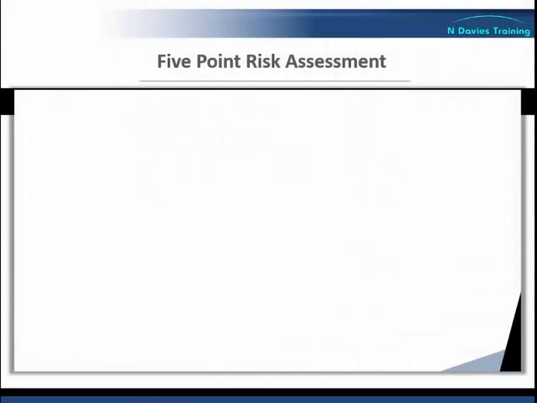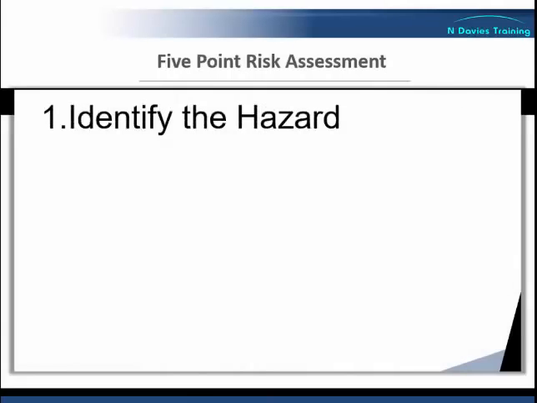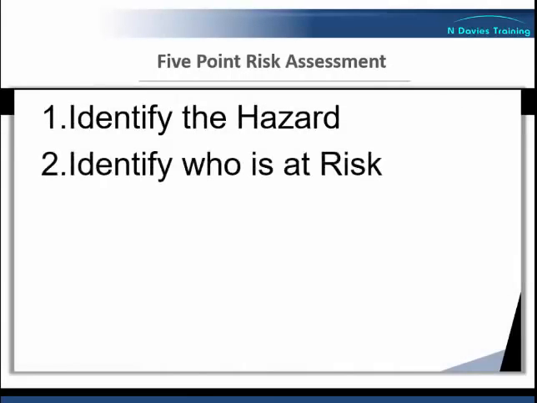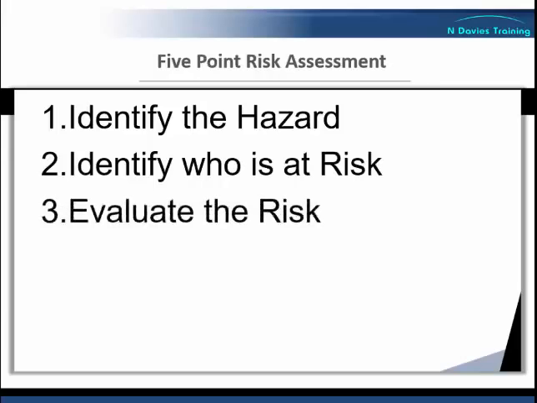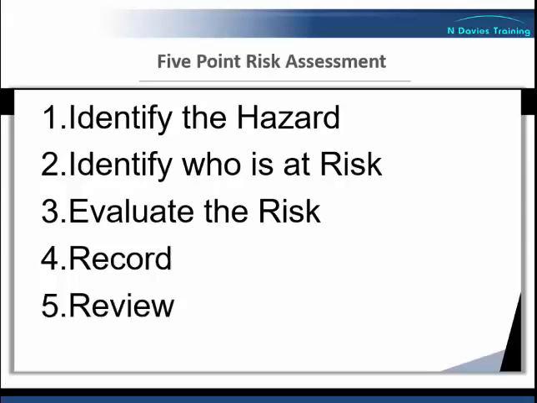So there you have it, the 5-step risk assessment process. Identify the hazard, identify who is at risk, evaluate the risk, record and review.